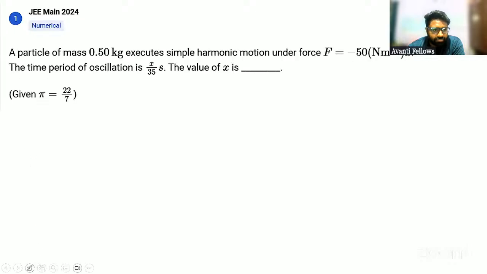This is the question. Let's try to solve it. I'm giving you 1 minute. A particle of mass 0.5 kg executes simple harmonic motion under force F is equal to minus 50x. Newton per meter is the dimension of this constant. The time period of oscillation is x upon 35 seconds. We have to find the value of x. Everyone try to find out. It's a very easy question by the way.